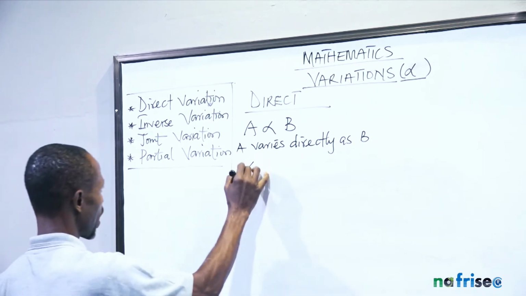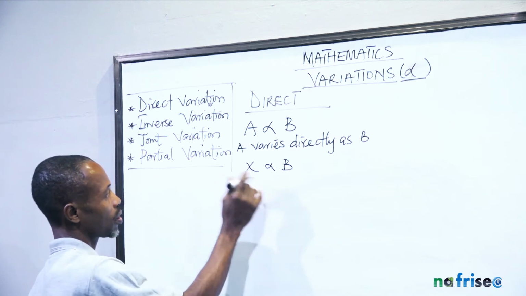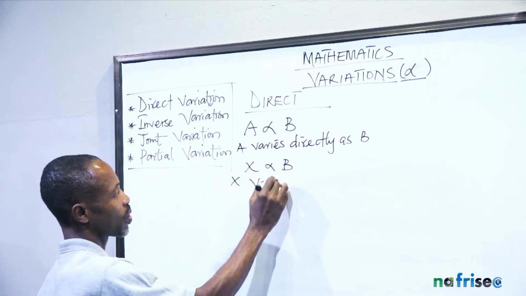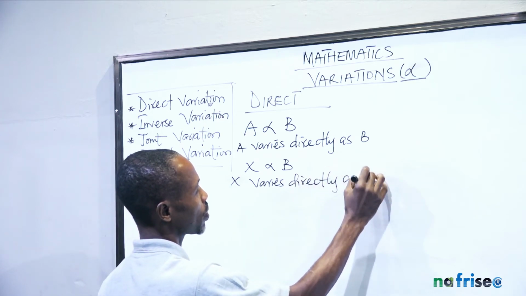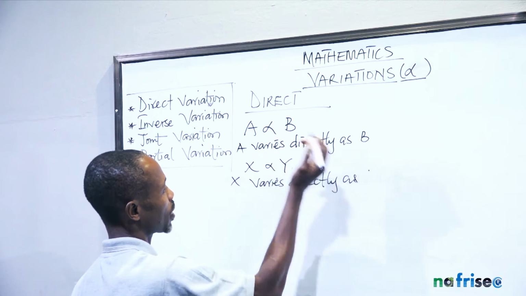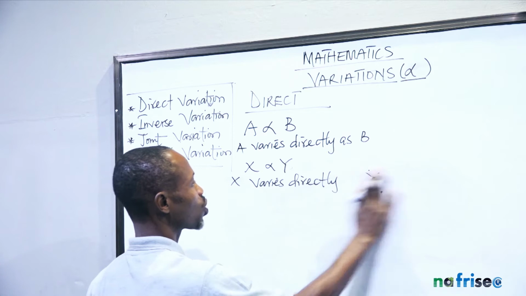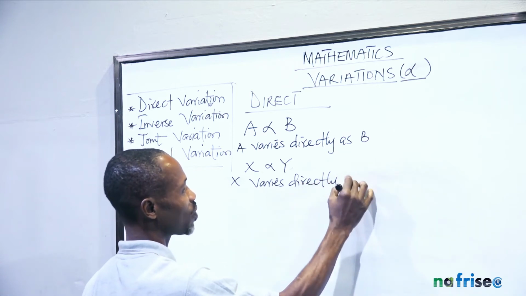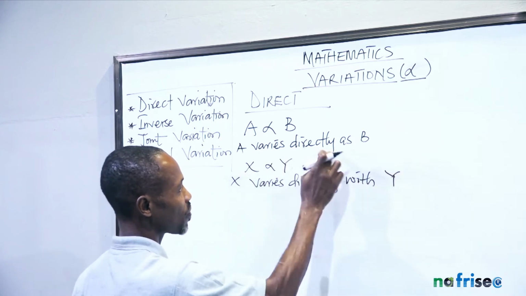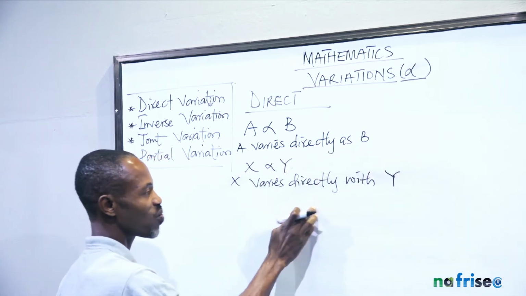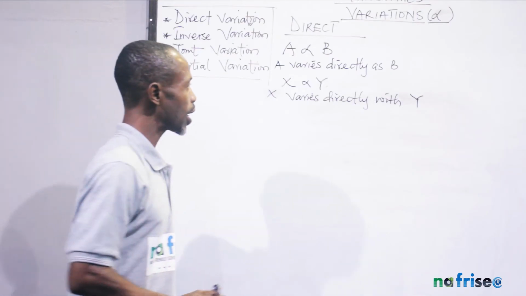Or they could even use an X and Y. It still means X varies directly as Y. Or they could use another phrase, varies directly with Y. They could use this, varies directly as B, or this, varies directly with Y. Is that clear? Okay, now let's see a clear instance.